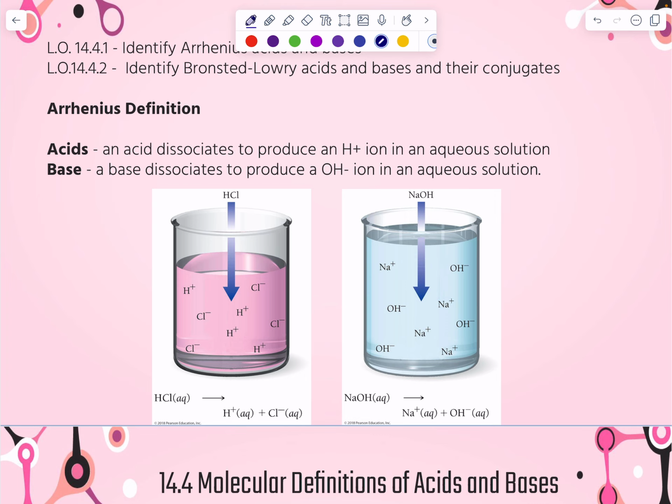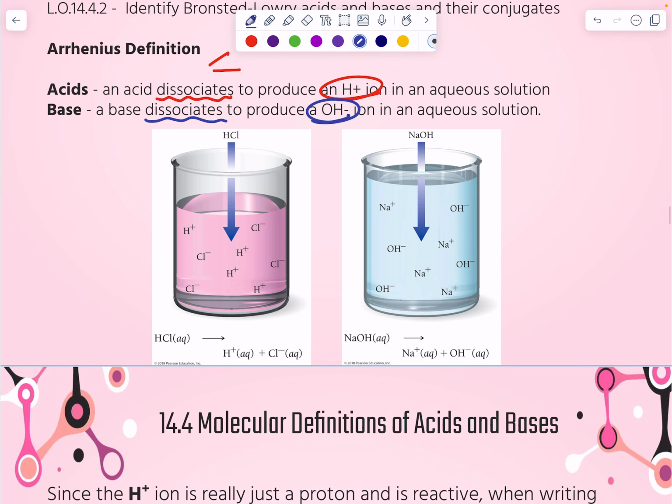So this is the tightest definition, the smallest definition. An acid dissociates, and remember, that means breaks up, to produce the H plus ion in an aqueous solution, and bases dissociate to produce OH minus in an aqueous solution. So look at these examples down here. Here's HCl. You can see HCl begins with a hydrogen ion, and when it dissociates, it produces H plus. Here's NaOH, a base. It ends in the hydroxide ion, and when it dissociates, it increases the OH minus concentration in aqueous solution.